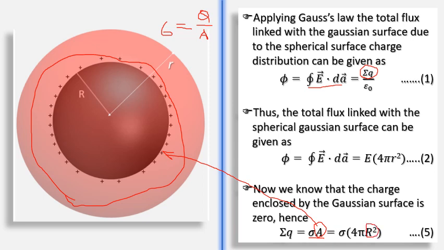Be extremely careful. In the second formula we are talking about the surface which is the imaginary Gaussian surface, and here we are talking about the surface on which we have charge. So don't get confused between the two. So now we have our left side, we have the right side of equation 1. We can substitute and simplify for the electric field. Let us see the simplification part.